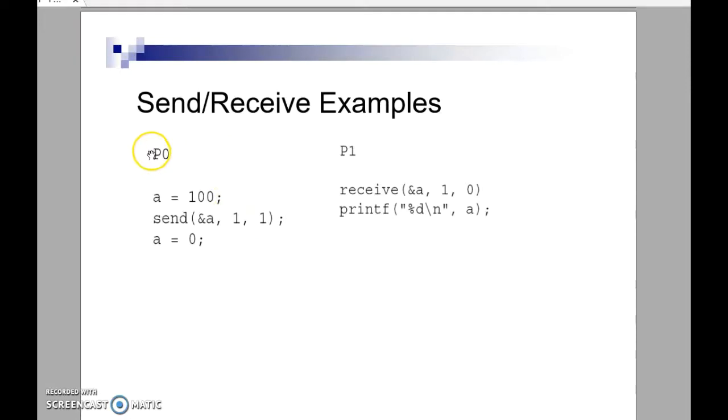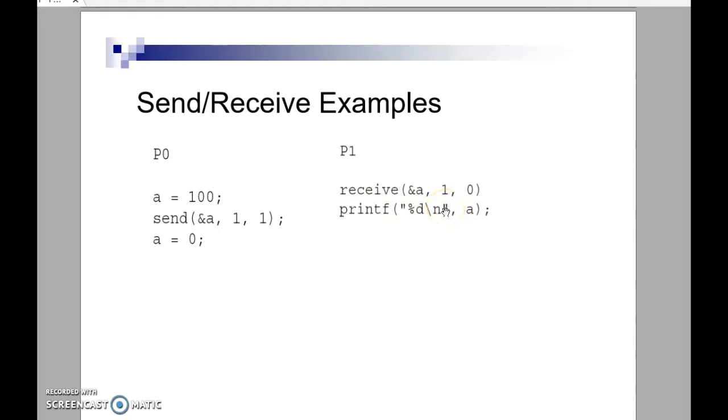Ini example, send and receive. Example, so let's say we have 2 processors, P0 and P1. Let's say P0 wants to send A, okay, to P1. Okay. So dia akan hantar A, apa yang dia nak hantar. Dia akan hantar juga dari segi bilangan satu sahaja, and also the processor, the destination. And then dia akan hantar A sama dengan 0. So apa jadi yang P1 will receive variable A from 1 only and from 0. Okay, and it will print A.